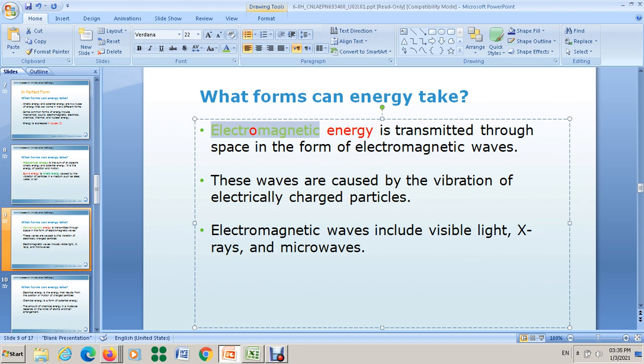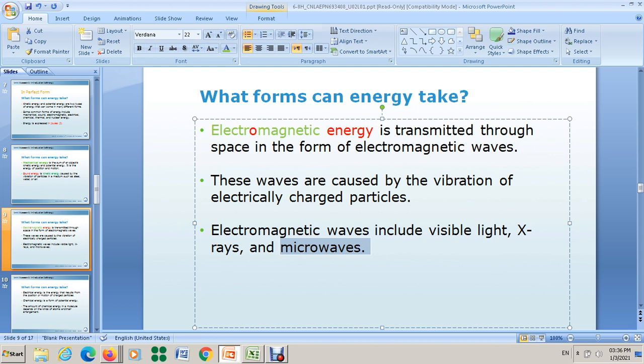Examples of these electromagnetic waves: the visible light, the light that you see, it's an electromagnetic wave. And the X-rays that you use to make an image of the bones, it's an electromagnetic wave. And the microwaves are also examples. So here are examples of electromagnetic waves: visible light, X-rays, microwaves. They have the ability to travel where? In space. They don't need a medium to travel through.